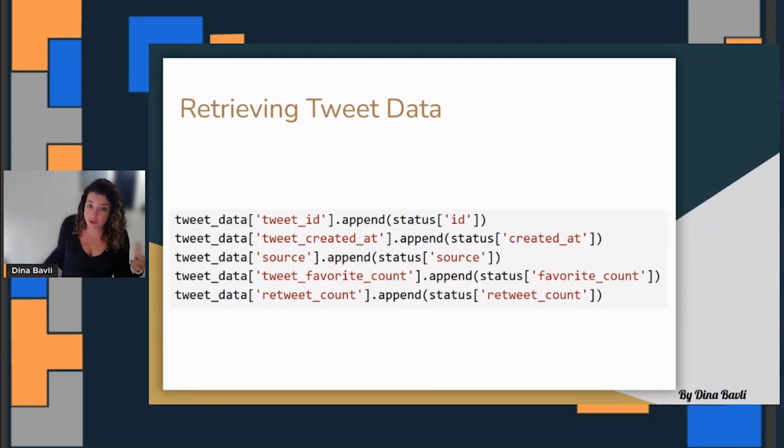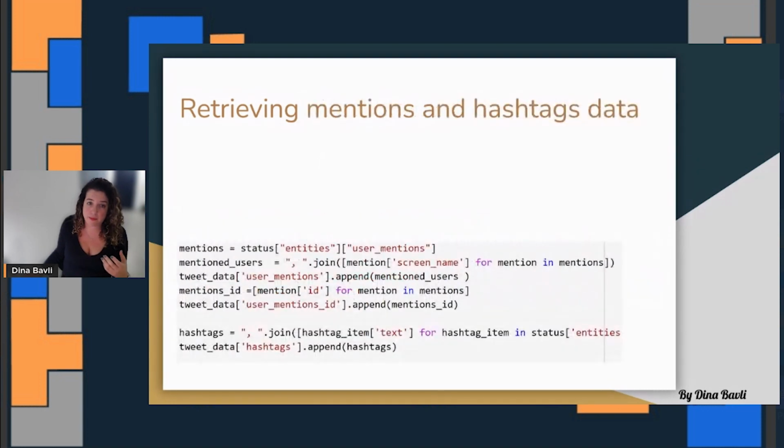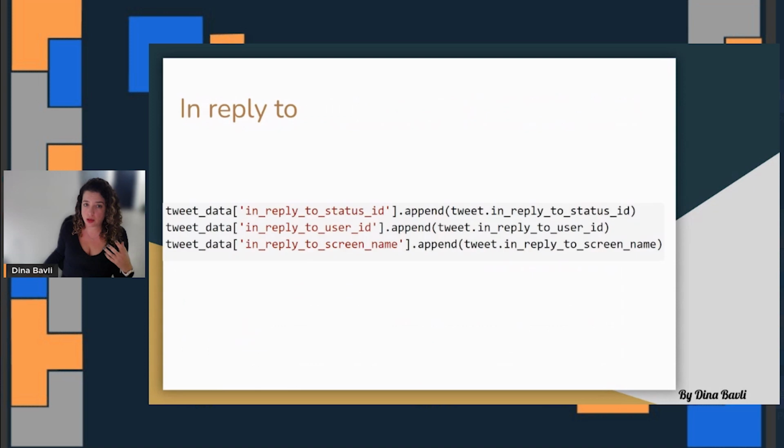And you can retrieve all kinds of different data. You can retrieve the tweet ID and when it was created and the source. Maybe it's a quoted tweet. Maybe you want to see how many likes it has, how many retweets. You want to retrieve the mentions and the hashtags and all kinds of entities that are mentioned in the tweet itself. You want to see maybe the interaction between 2 users. One user replies to another tweet, to another user, to a screen name.